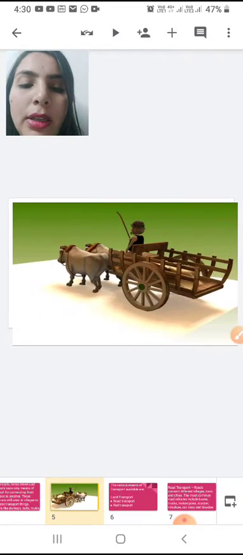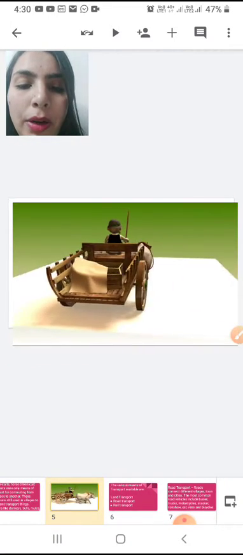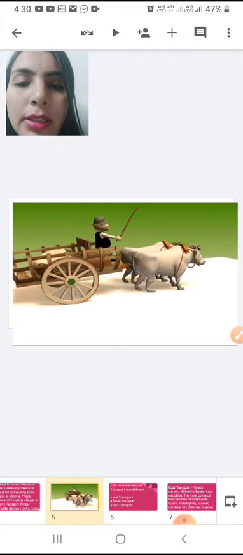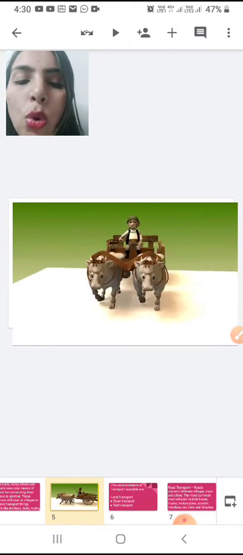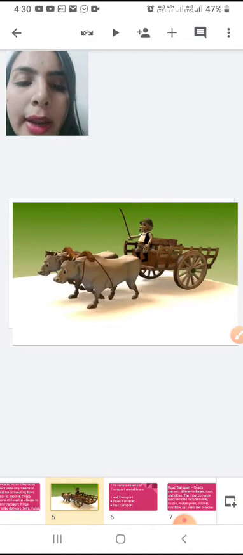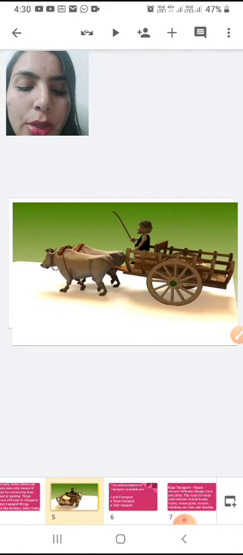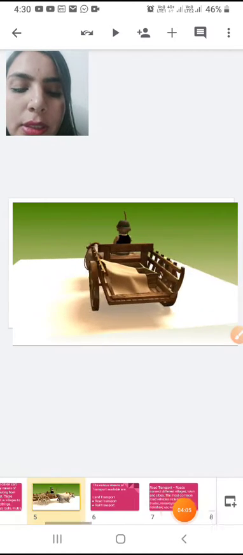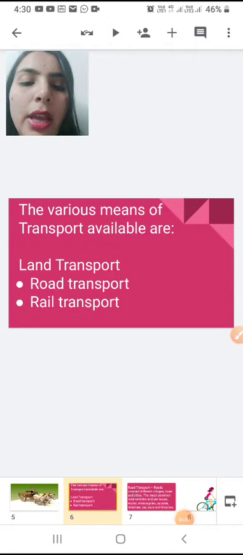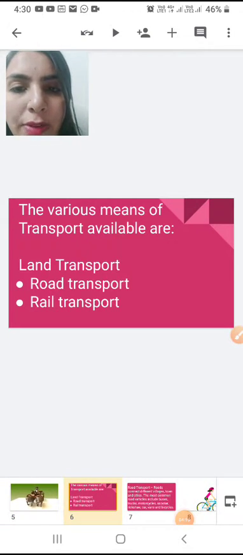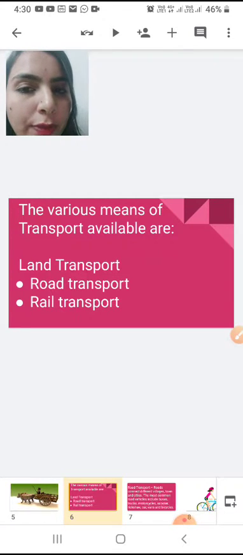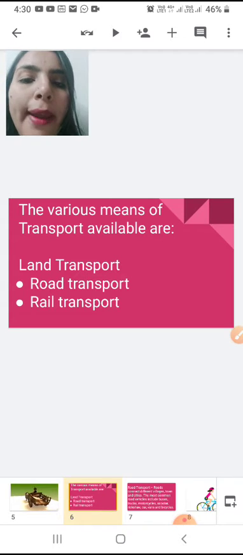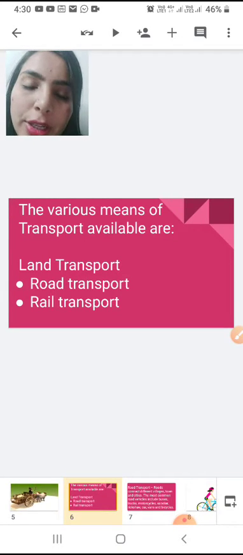See here, this is a bullock cart. In this, there is a cart behind the oxen who pull the cart and the people sit in the cart. Okay, so this is the bullock cart. Now see the next. There are various means of transport available. The various means of transport available are land transport, air transport, and water transport.